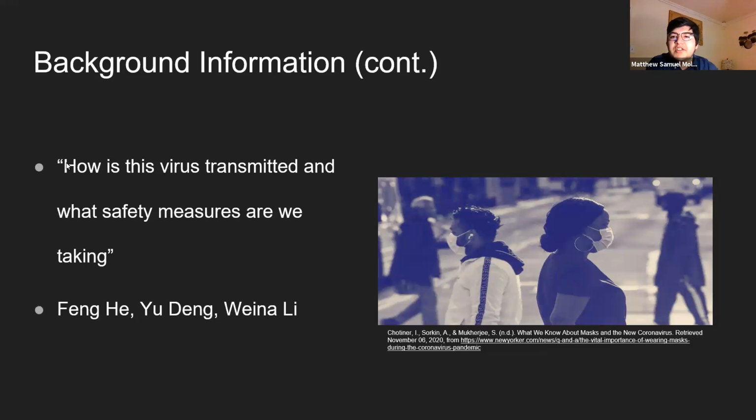COVID-19 can be easily transmitted through infected droplets. This can happen by talking, coughing, and sneezing. The researchers' purpose of the studies was to understand whether the use of face masks could cause a lower transmission rate.